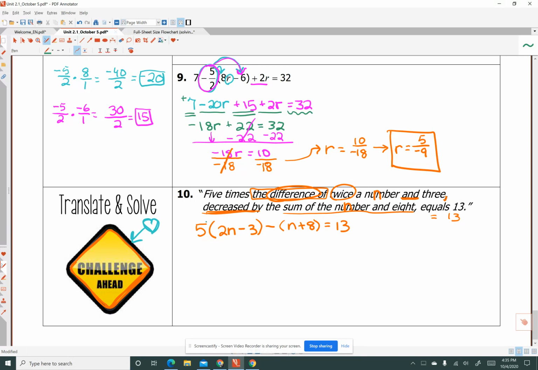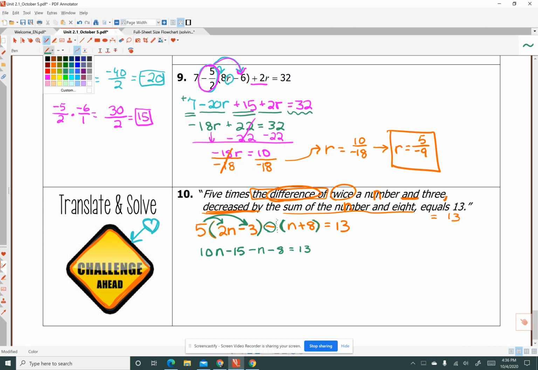So first we distribute. We're going to distribute the 5 through to this quantity in parentheses, 2n minus 3. So 5 times 2n is 10n. 5 times negative 3 is negative 15. Remember I said the effect of a negative sign outside parentheses simply works to change the sign of everything in parentheses, because we really are multiplying by an invisible 1 right there. So that's going to be negative n minus 8 equals 13.